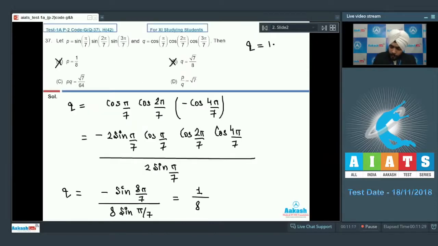And P is root 7 by 8. What is the value of P into Q? Root 7 by 64. What is the value of P divided by Q? That is root 7. So the final answer of the question rests as CD. Okay, let us move on to the next question.